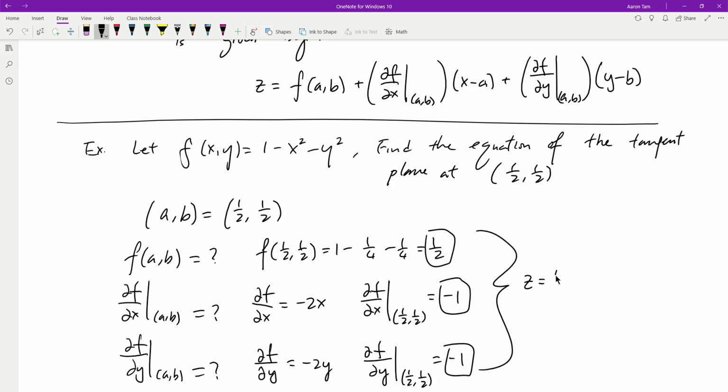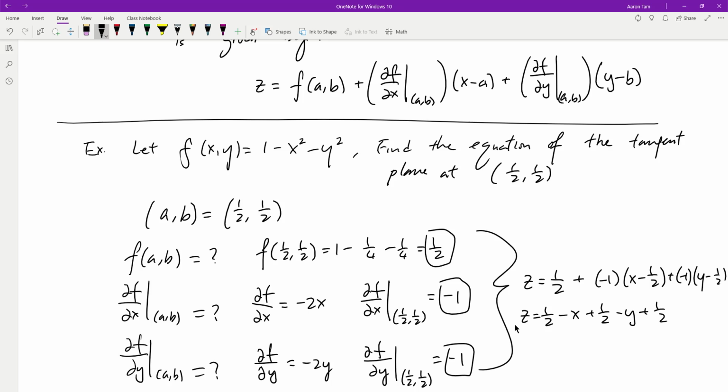Now, putting these three things together, I'm ready to form my tangent plane. It will be z equals f of AB, which is 1/2, plus -1 multiplied by x minus 1/2, plus -1 multiplied by y minus 1/2. That's just a matter of cleaning this up. So z equals 1/2 minus x plus 1/2 minus y plus 1/2.